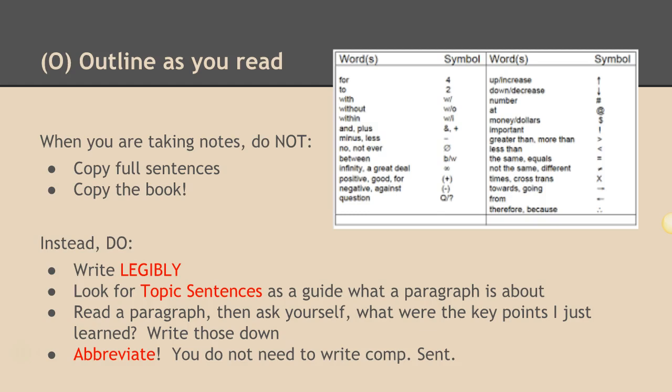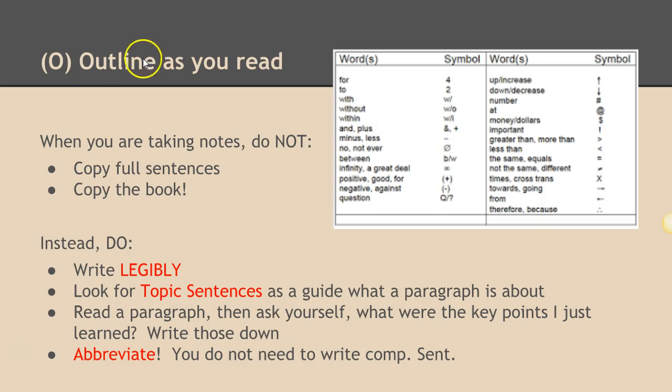Things I do want you to do are: 1. Write legibly. Next, look for topic sentences. Read those topic sentences as a guide to what the paragraph's about. Read a paragraph, then stop and ask yourself, what were the key points I just learned? Write those down, but abbreviate. You do not need to write complete sentences.